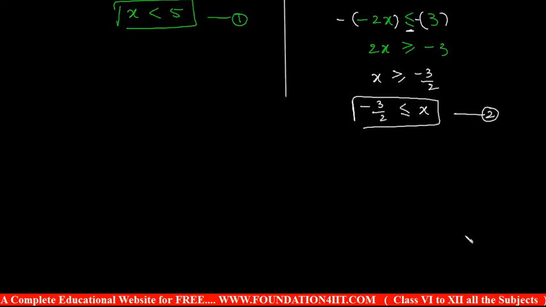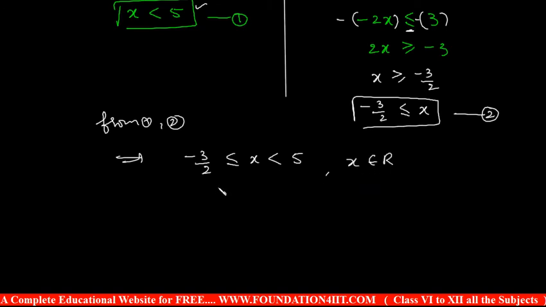Combining both from 1 and 2, we can write: minus 3 by 2 is less than or equal to x, and x is less than 5 from equation 1, where x belongs to the real numbers. Minus 3 by 2 as an improper fraction converted to mixed is minus 1 and a half. So minus 1 and half is less than or equal to x, which is less than 5.